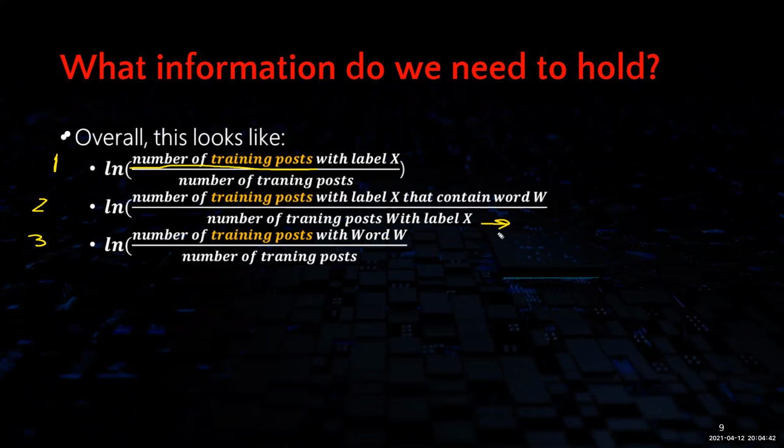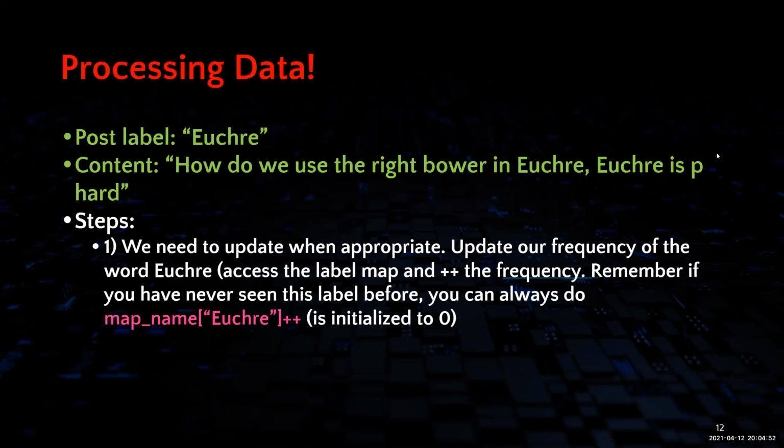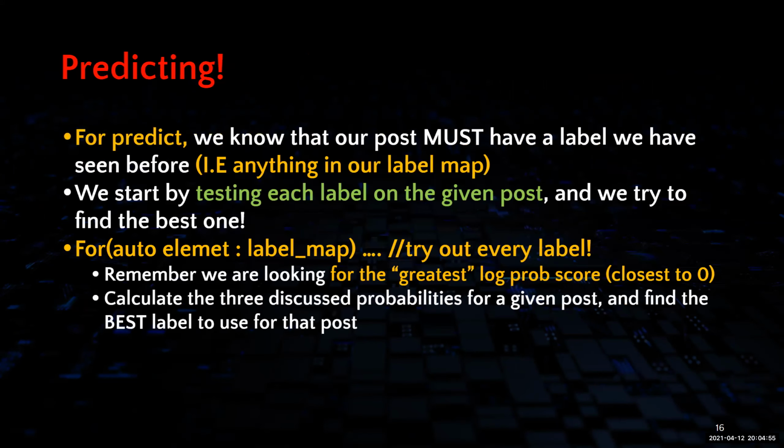So we already have all of this information stored, right? The question is, how do we access it? So when we predict a post, we'll go ahead and move on to predicting now. Let me go ahead and, where is that? Okay, predicting.